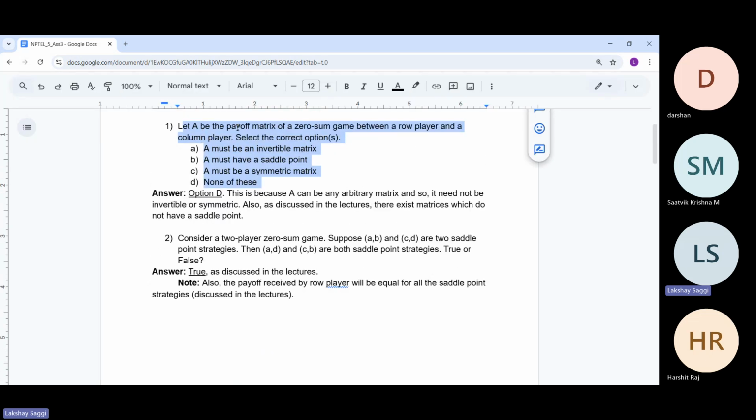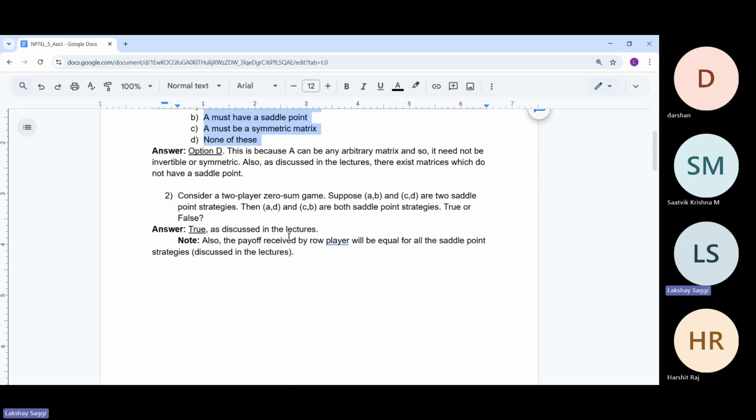First, we discussed something about payoff matrices, and then there was a question about saddle points: if there are multiple saddle points in a zero sum game, then all of these saddle points have equal values. And if A, B and C, D are two saddle point strategies, then A, D and C, B will also be saddle point strategies.